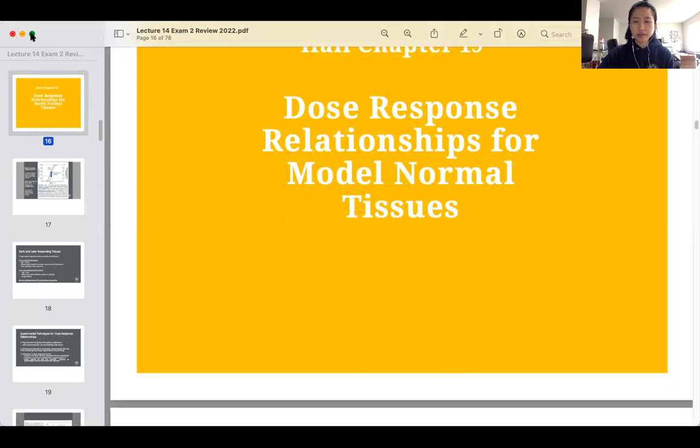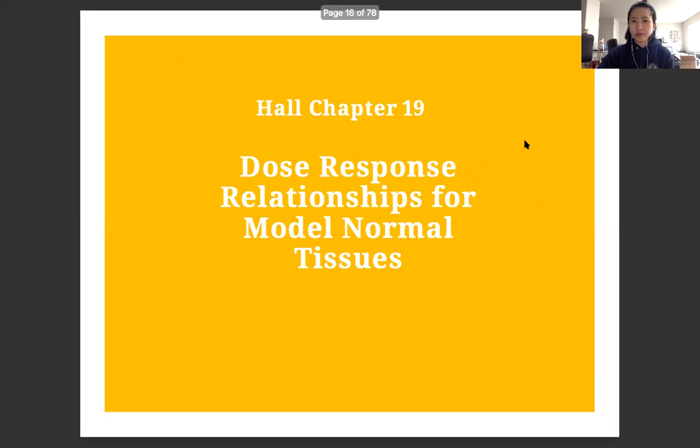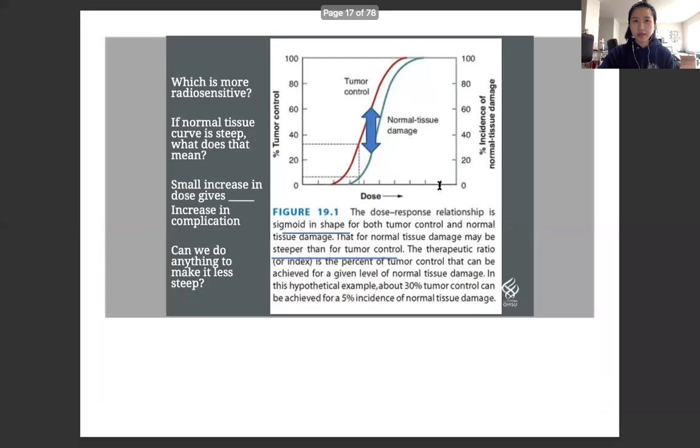And this figure 19.1, as you can see on this figure here, on the left side is tumor control percent, right side incidence of normal tissue damage. Both range from 0 to 100 with an interval of 20%. Dose ranges from 0 to whatever it is right here.